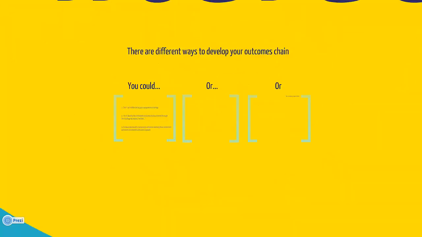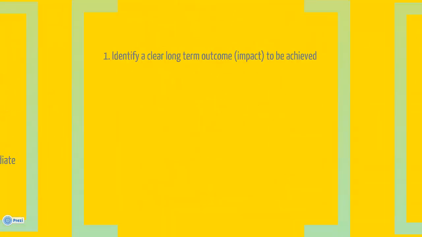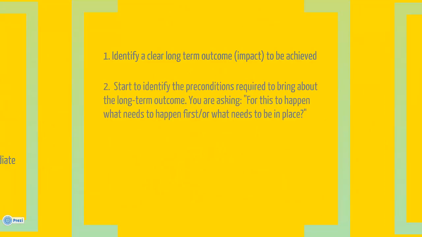Or you could identify a clear long-term outcome or impact to be achieved, and start to identify the preconditions required to bring about the long-term outcome. You're asking, for this to happen, what needs to happen first or what needs to be in place? Continue until you arrive at your program strategy.